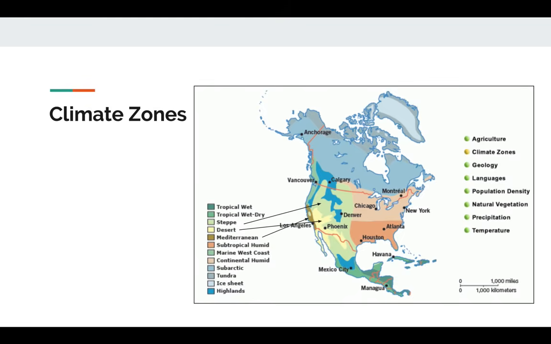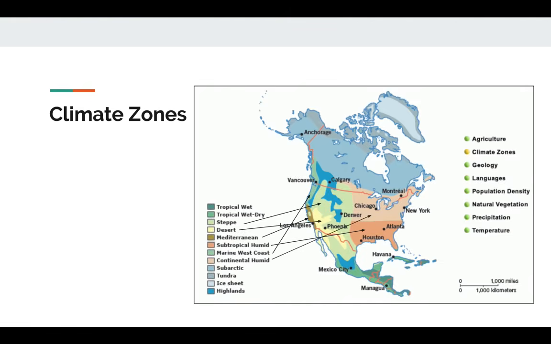We also see Mediterranean. This climate can be found in California, and it's called the Mediterranean because most of the places in the world that have this climate are near the Mediterranean Sea. Our next one is the humid subtropical, which is in the American South and East, where it's very warm during the summer. Their winters are mild, and they get lots of rainfall. We have marine west coast, which can be found in Oregon and Washington. And again, it's a very mild climate. It doesn't get very hot, but it doesn't get very cold, and it rains a lot.